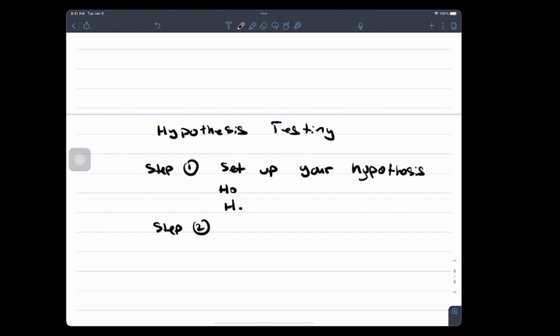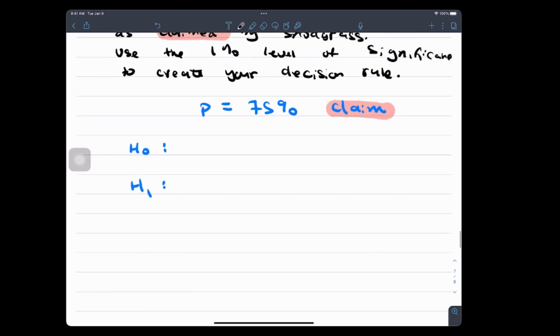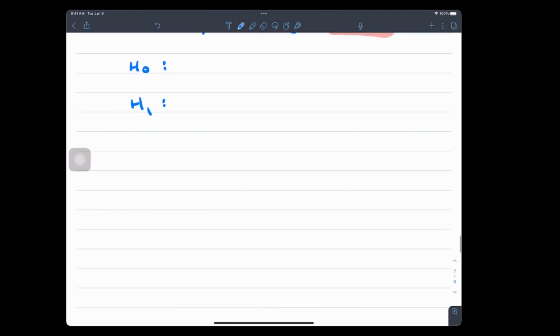Now, step number 2, you're going to create your decision rule based on the level of significance alpha. All right. So that's the second step, but you say, well, how do I know what alpha is? They're going to tell you. What did they just tell you? That alpha is what? 1%. Okay?